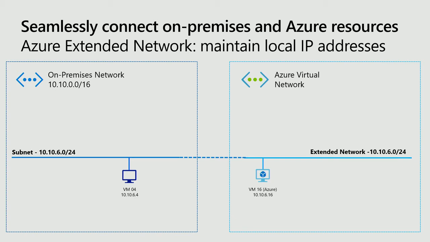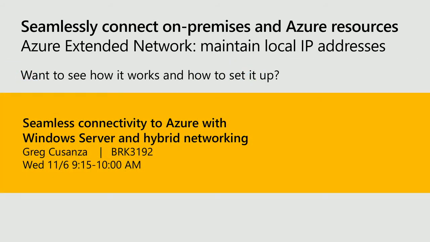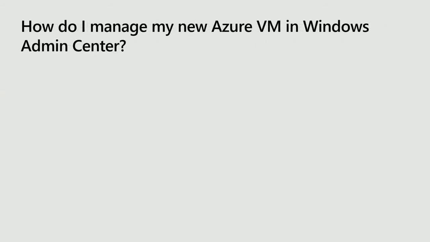And this is literally a session in and of itself. So if you want to know more about this cool new Azure Extended Network, please head on over to Greg Kusanza's session. It's seamlessly connecting on-premises to Azure with Windows Server and hybrid networking. That was actually earlier this morning, so you can stream it and watch it later. It's BRK3192. But again, it's a full session on its own. It's really, really awesome.